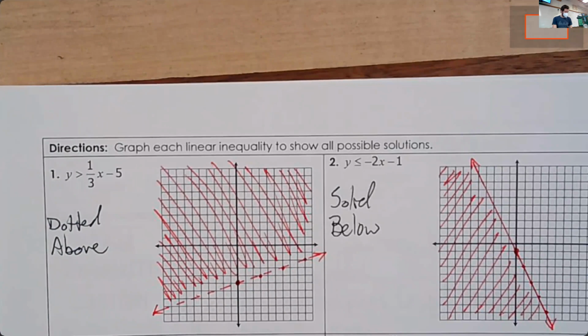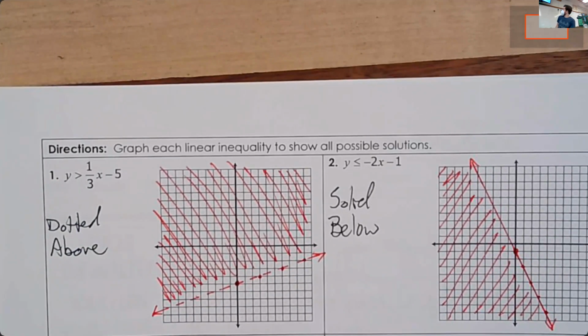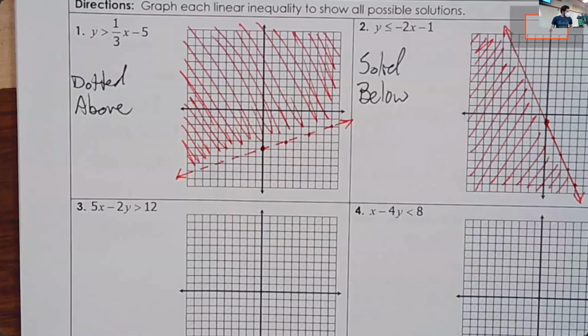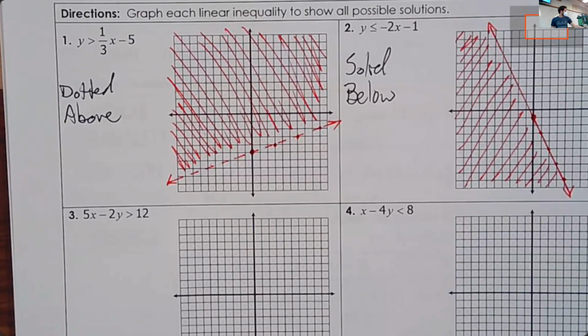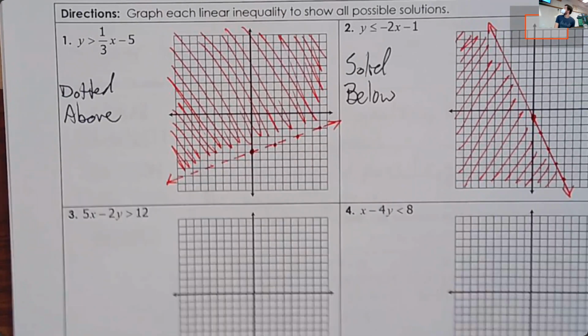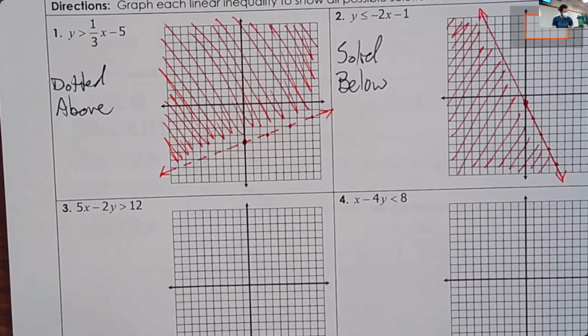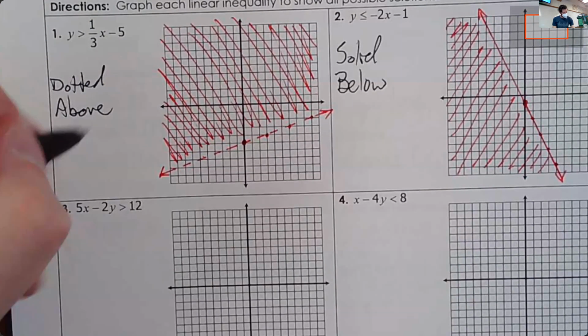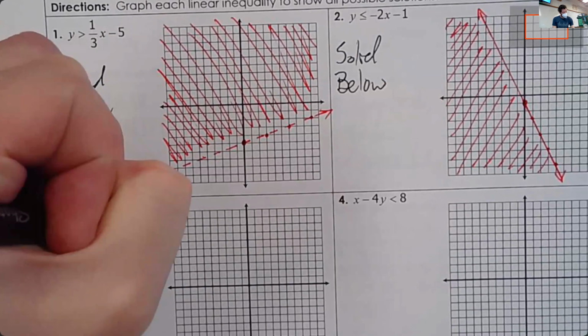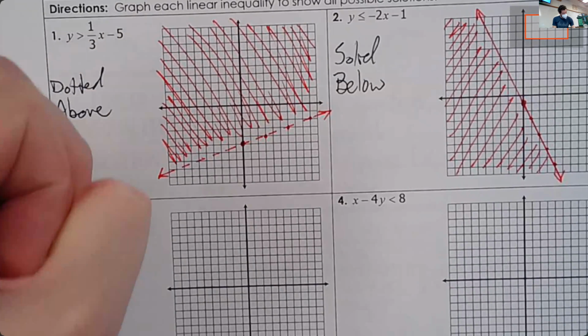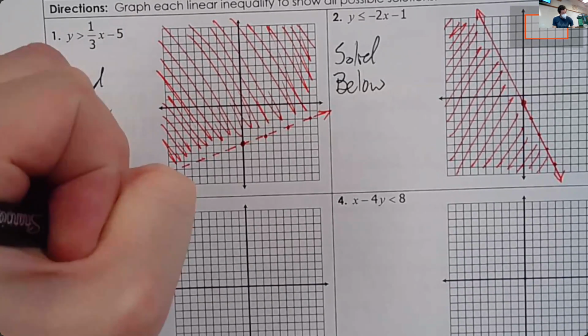All right, now the next 4 problems, 3, 4, 5, 6, we're going to have to get y by itself. So we have to convert into slope intercept. So look at problem number 3. On problem number 3, we need to get y by itself. So what's the first thing we need to do here on number 3 to get y by itself? Okay, by doing what? Yeah, take away the 5x. Good. So minus 5x from both sides. All right. So that's negative 2y is greater than negative 5x plus 12.